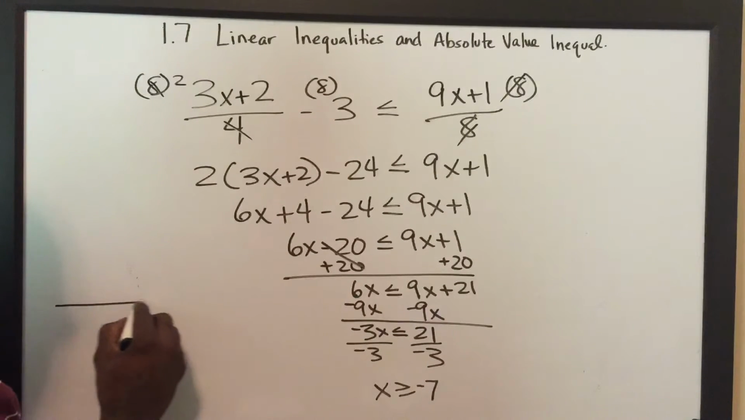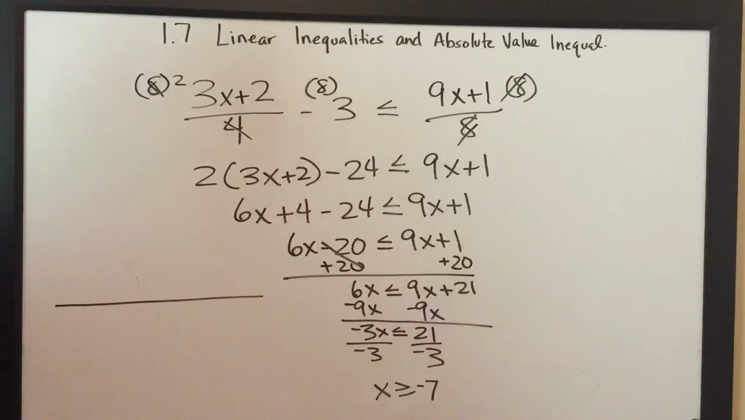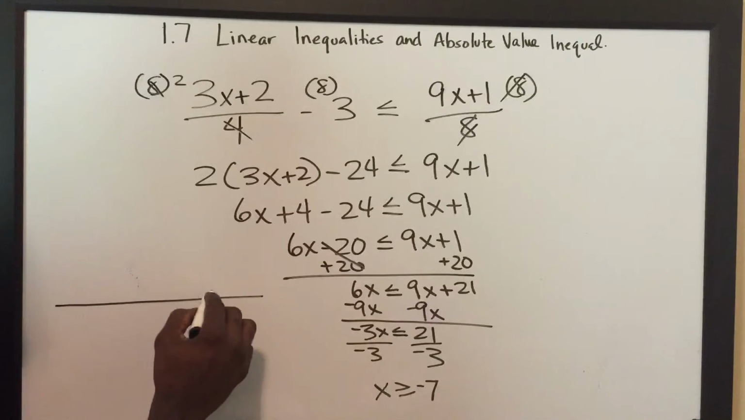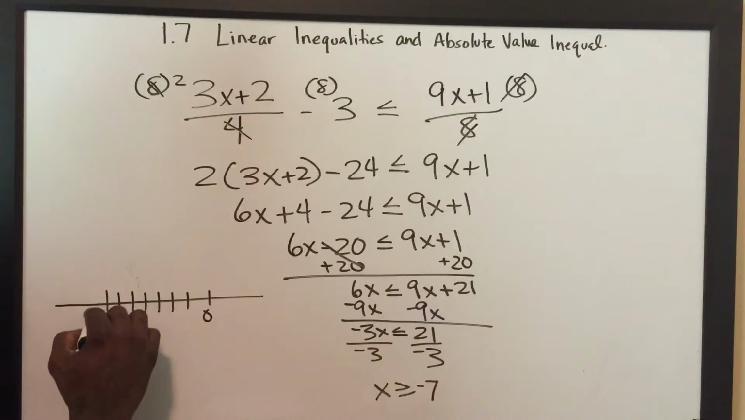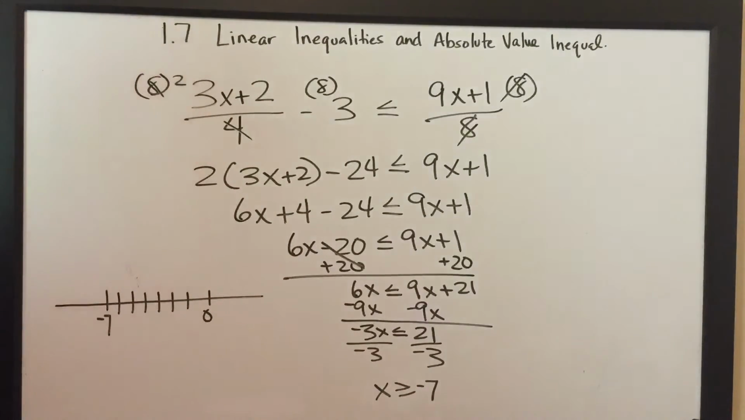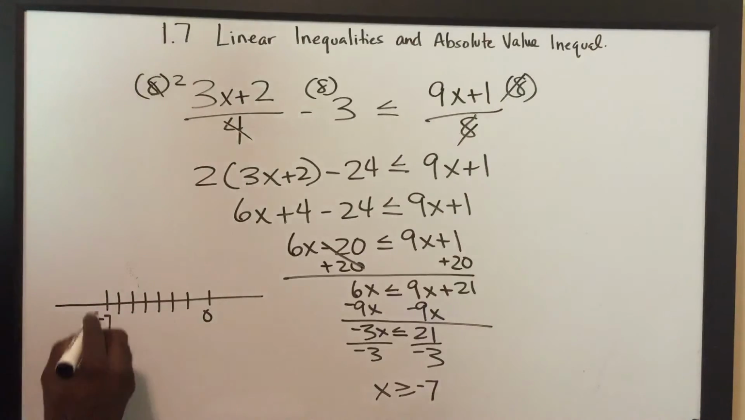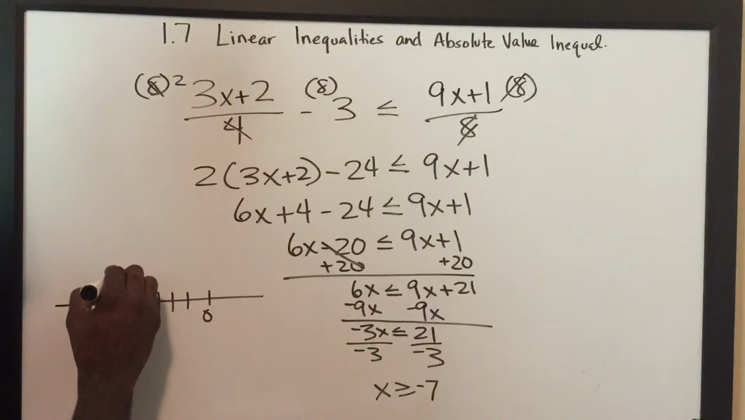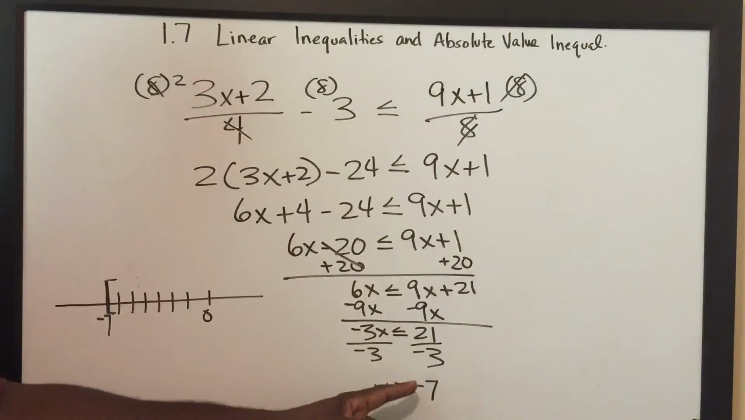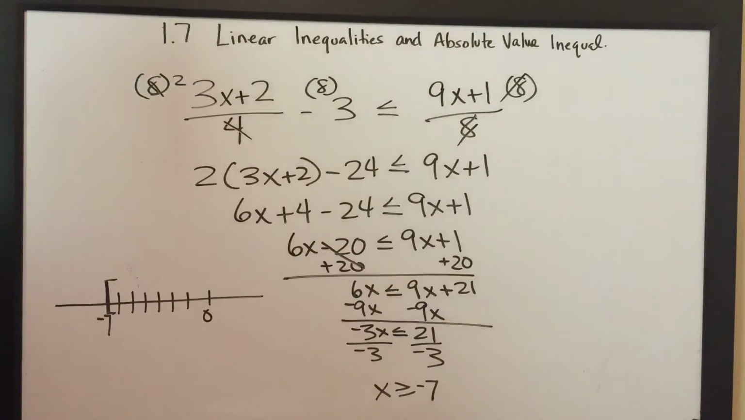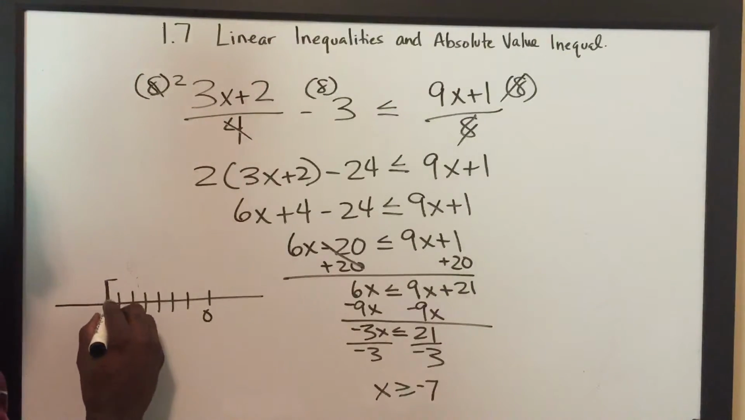So we come over here and we find what negative 7 is at, right? 0, 1, 2, 3, 4, 5, 6, 7. That's our negative 7 there. And now we know it's a bracket. The solution set is x is greater than or equal to negative 7. So everything that's greater than or equal to negative 7 is this way. So it's heading out this way.